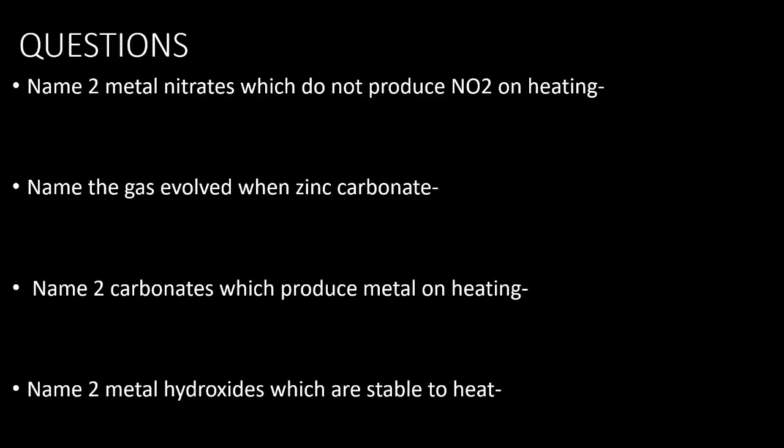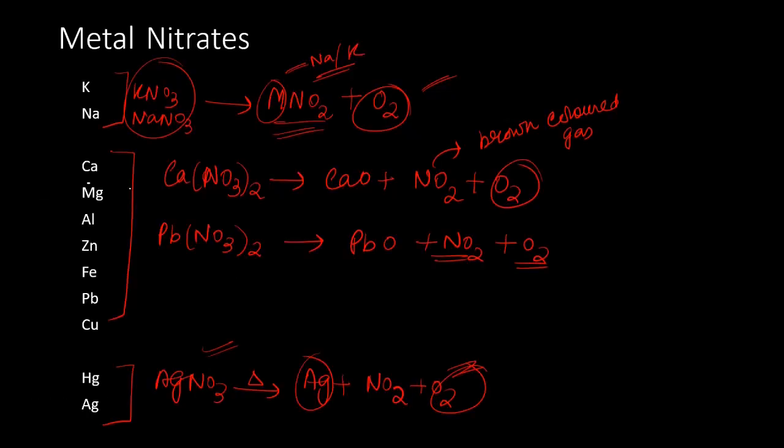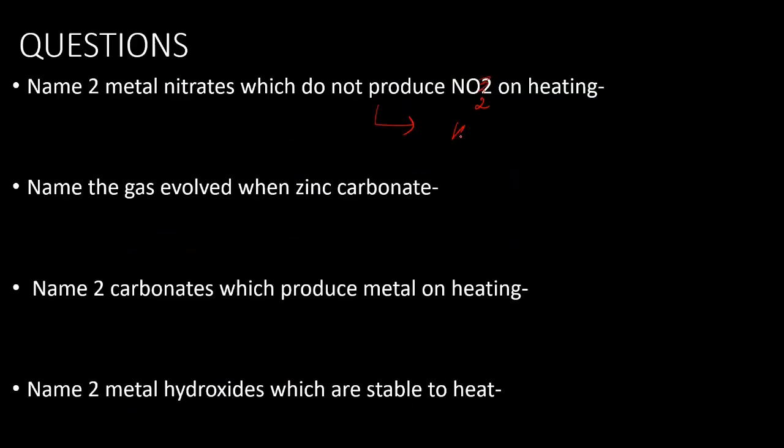Now let's check some questions which may come from this part. Metal nitrates: name two metal nitrates which do not produce NO2 on heating. You cannot write AgNO3 as the answer, because NO2 is formed. So your answer will be sodium nitrate or potassium nitrate, NaNO3 and KNO3.